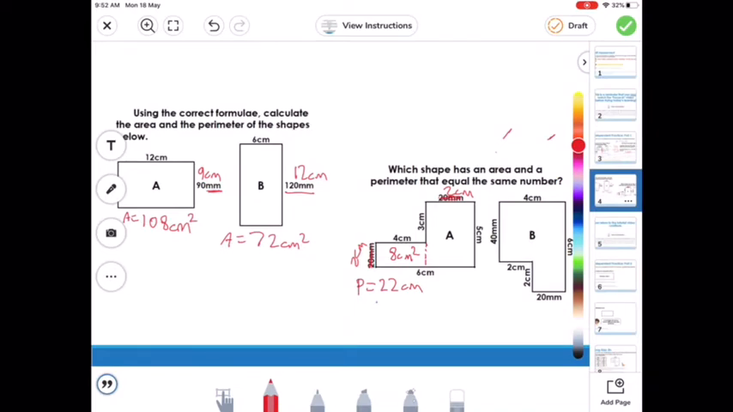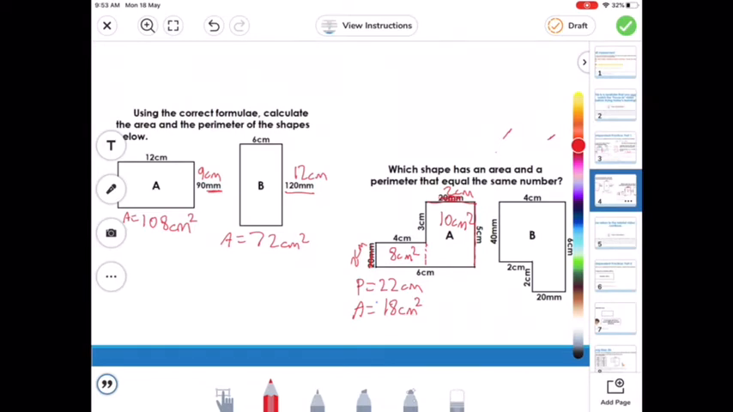And this over here is 5 times 2, which is 10 centimeters squared. So this shape, the L altogether, the area is 18 centimeters squared. So the area and perimeter are not equal on this one. Let's try and see if they're the same on the other one over here.